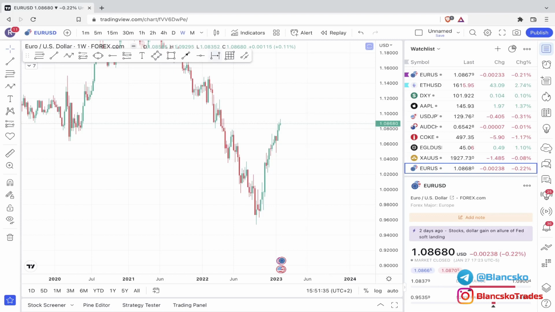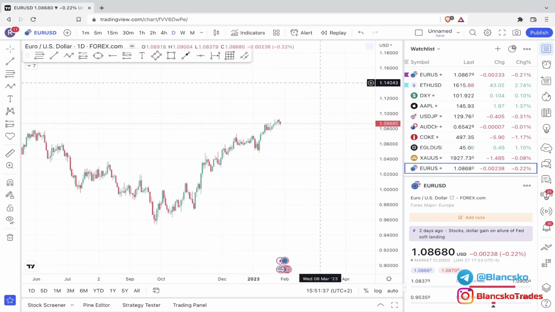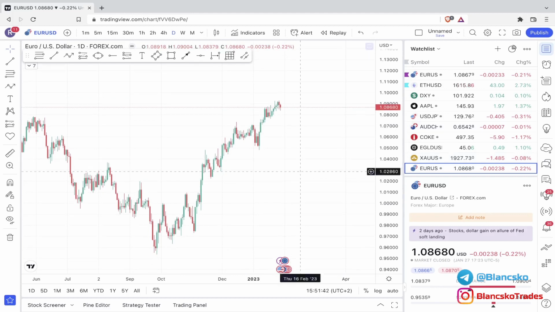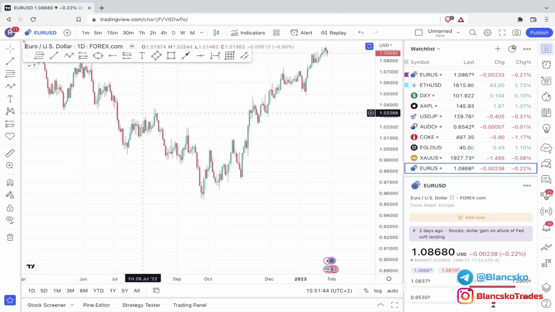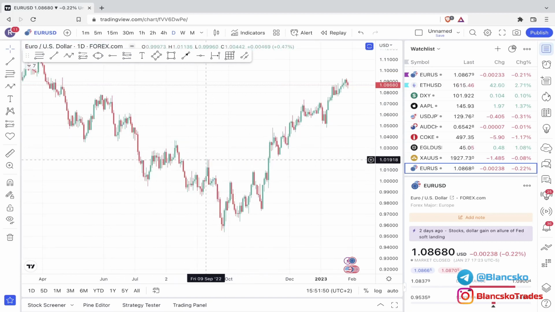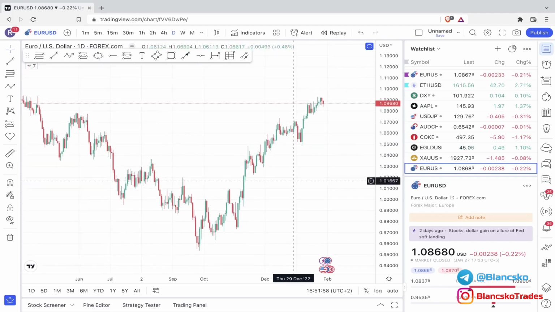After this, what I like to do is go on the daily, and on the daily I like to check the market structure once again. We can see more in depth the bearish structure that was created in 2022, and then we broke the structure. This was the most recent lower high. We broke it right here in November 2022, and since then EURUSD has been bullish.